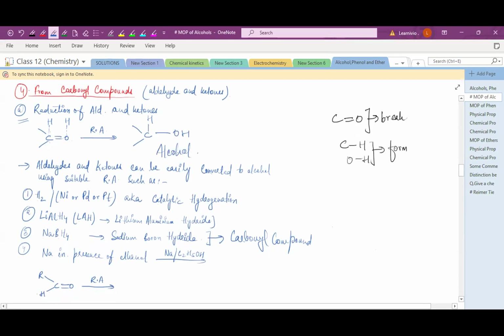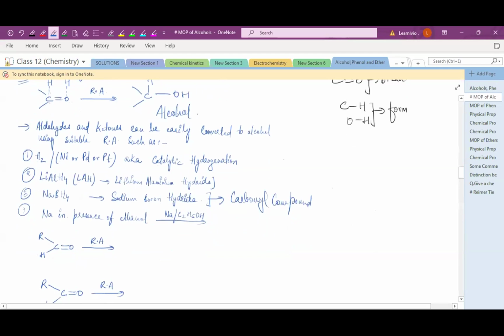Okay, so what you're supposed to do? Just add two hydrogens: attach one hydrogen to the carbon and one hydrogen to the oxygen, and break this carbon-oxygen pi bond. So the aldehyde or ketone will get reduced to the alcohol.